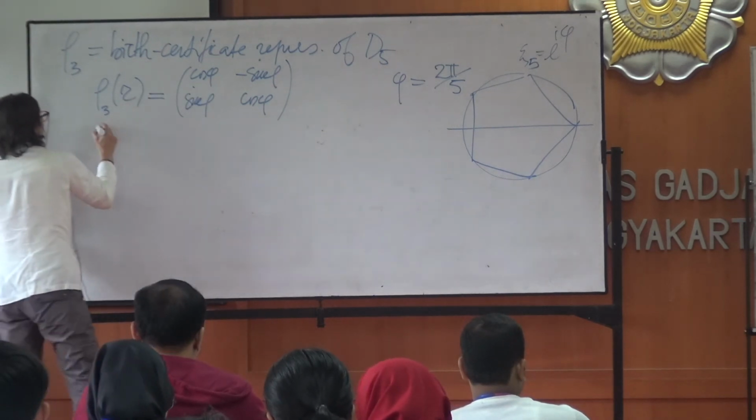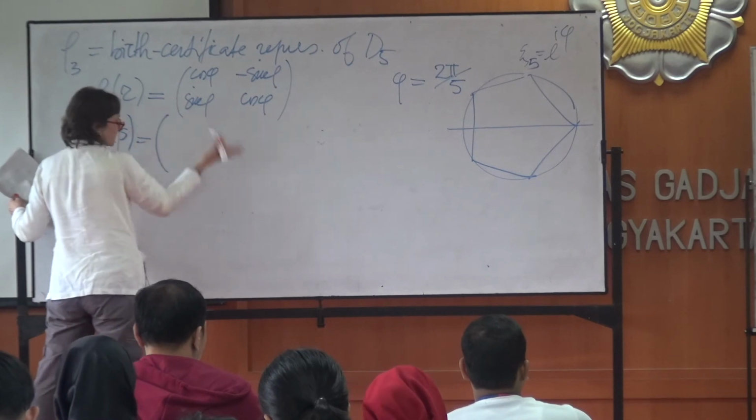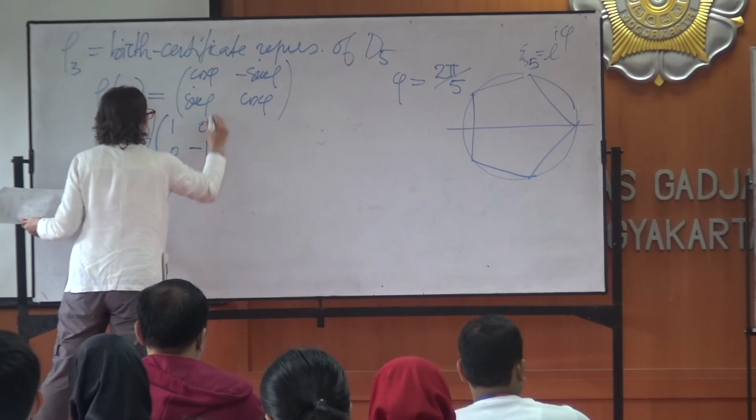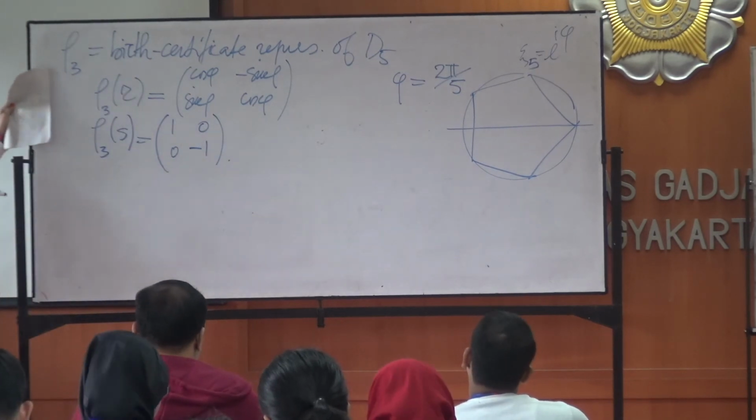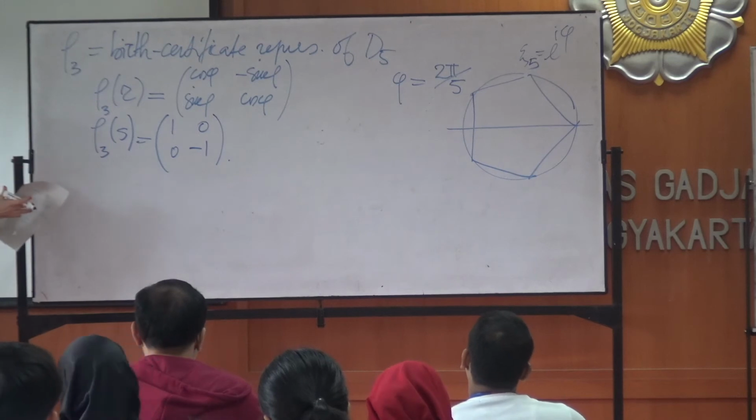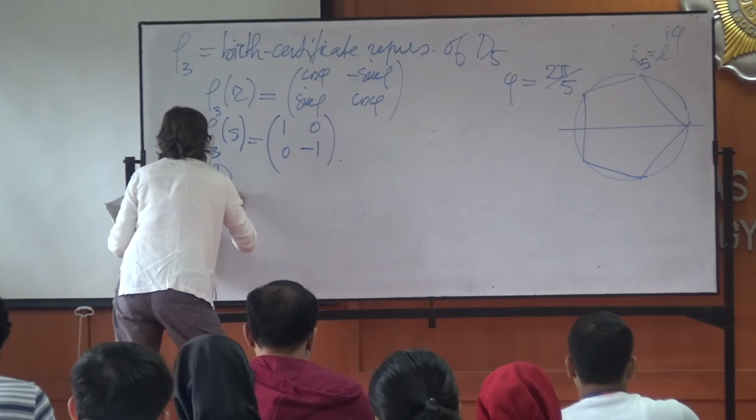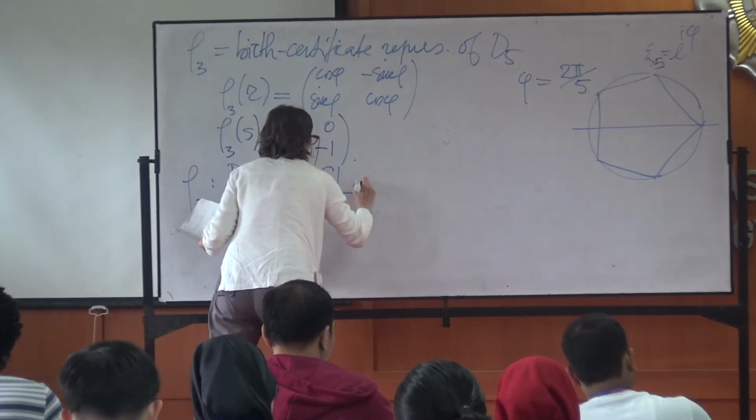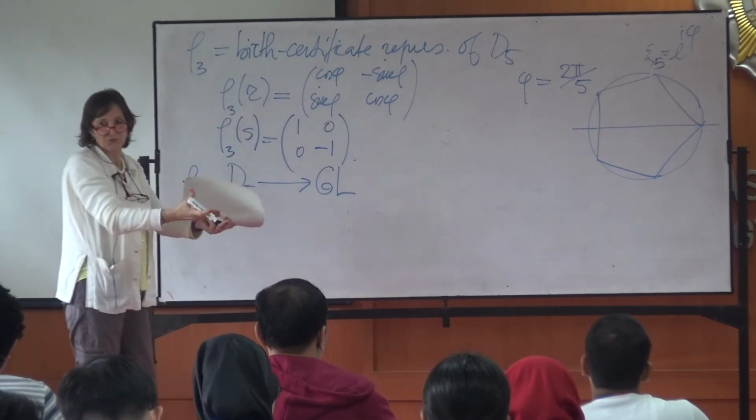And then rho 3 of S is instead the reflection 1, 0, 0, minus 1. Also in this case, one can check that rho 3 is a well-defined homomorphism. So rho 3 is indeed a homomorphism from D5 to GL. Here we see R2, but if it acts on R2, it acts also on C2.